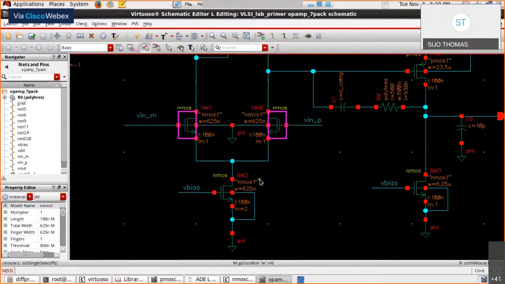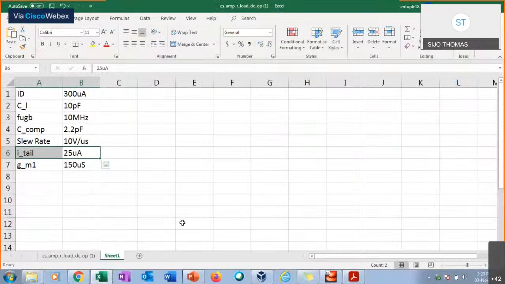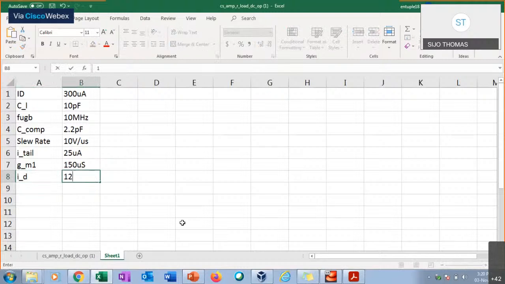Then the tail current flowing through the tail transistor NM2 turns out to be 2 times ID. The I tail value we got from the slew rate specification is 25 microamps, so from that we can find the ID flowing through each transistor. That will be 25 microamps divided by 2, which equals 12.5 microamps. In the spreadsheet, we can put the value for ID as 12.5 microamps.